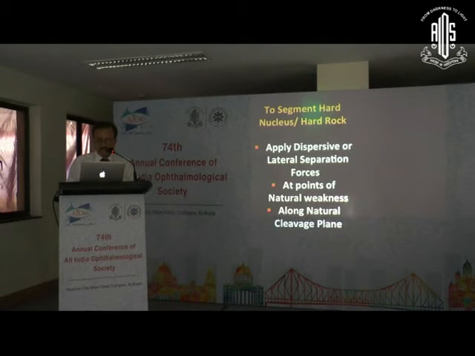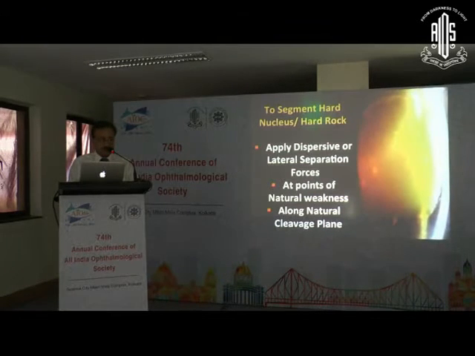And the important thing is, if you want to split this hard rock structure, whether it's nucleus or the hard rock, you have to apply dispersive or lateral separation force. And these forces have to be applied at the point of natural weakness. You have to try to find out the natural weakness in these hard cataracts, and the forces should go along the natural cleavage plane. All these hard structures have some form of natural cleavage, because if you look at hard rock, it also has a natural cleavage plane. If you find the natural weak point, you can very simply split these hard rocks.